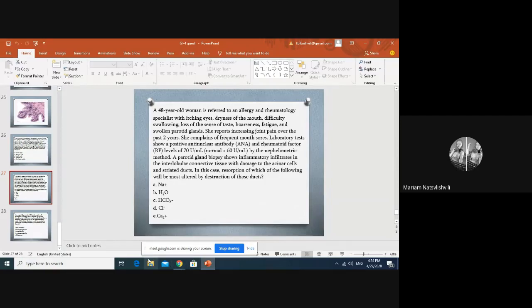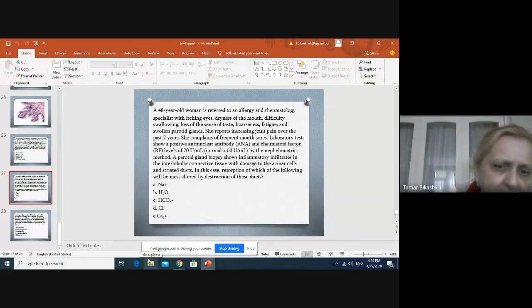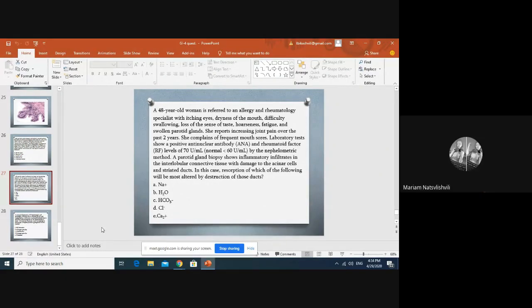Calcium ions, not bicarbonate ions. These are calcium ions, yes, because it was written that there were joint problems. So, as we know, joint problems may also be caused by these calcium ions, something changing the pump. I don't know.